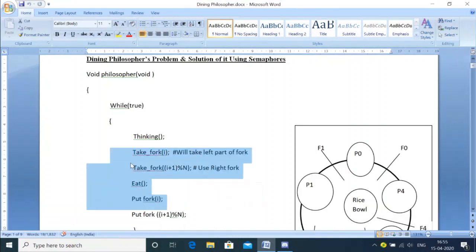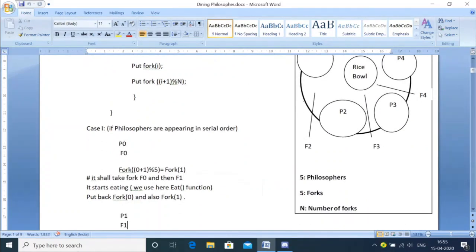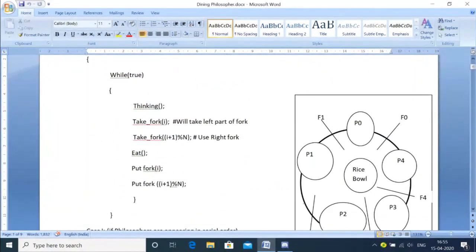We have to understand this a little carefully. First of all, it will say take fork I. Now what is I? Let us say I is the index that we will be mapping for every process. How many processes do we have here? We have five processes. The value for the first process, its suffix, is zero.